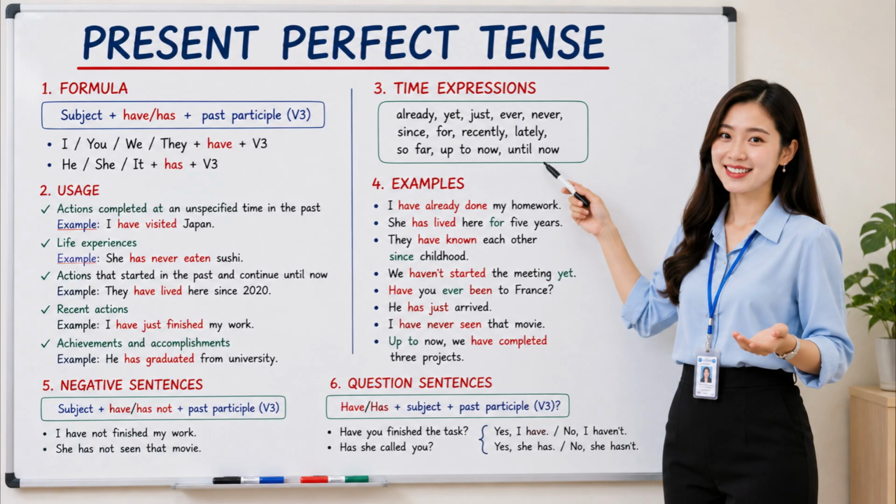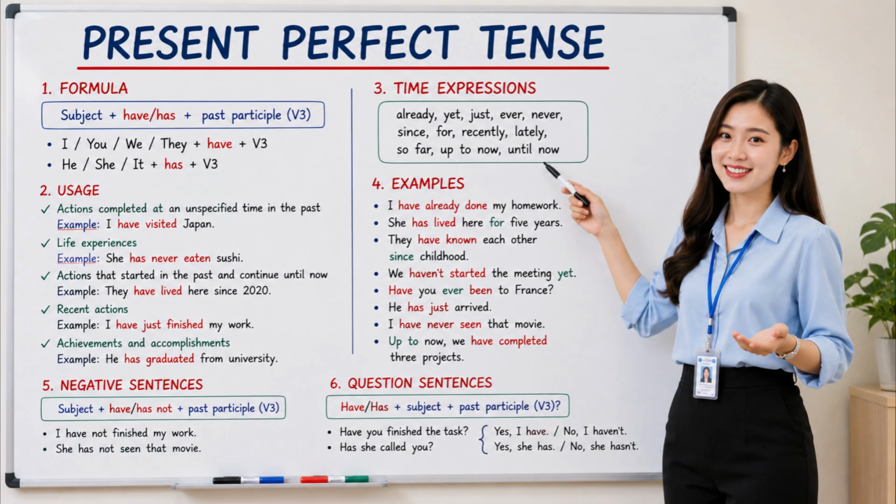Unlike the past simple tense, the present perfect does not usually tell us exactly when something happened. Instead, it focuses on the result or effect of the action. For example, if I say, I have finished my homework, the important information is that my homework is finished now. If I say, she has visited Cambodia, it tells us about her experience, but not when she went there.